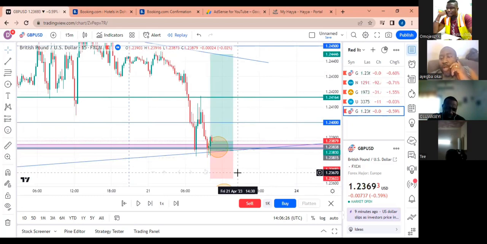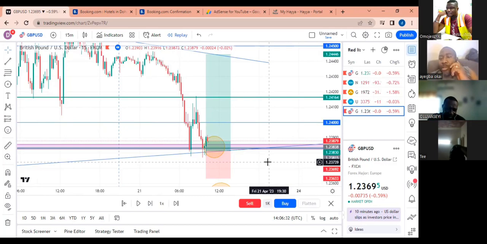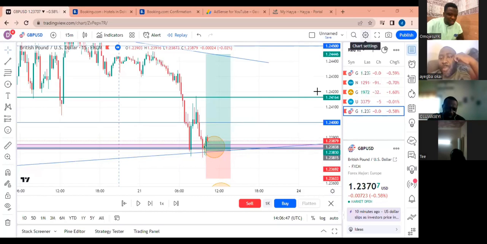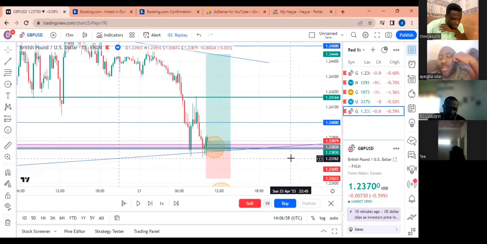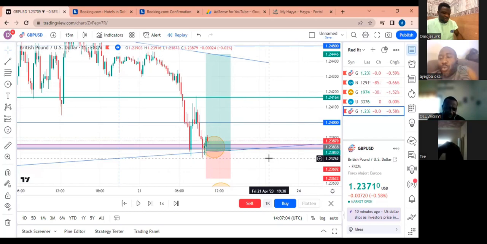Boss, are you going to take this area you spotted as your entry? Are you going to take the trade when you observe the first bullish candle from the second leg? I said, at your second leg, that place you spotted that it will be your entry. Are you going to take the entry immediately you spot the first bullish candle?